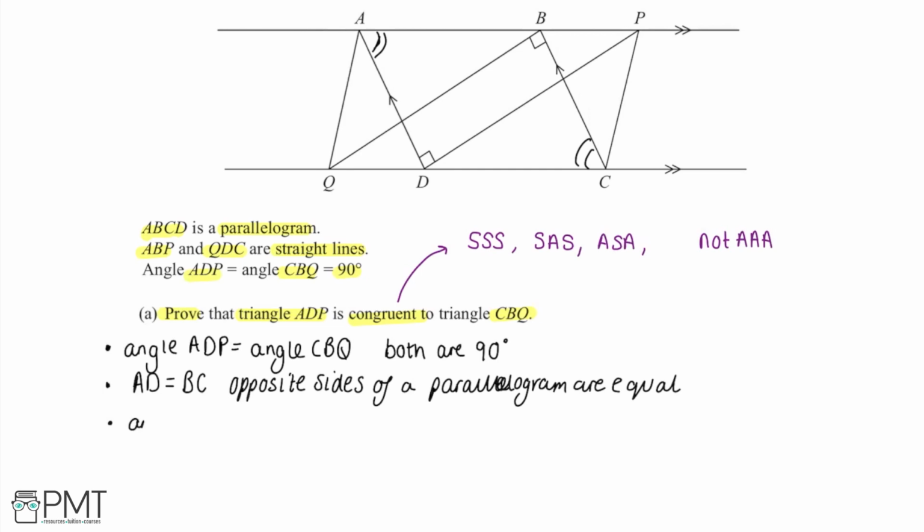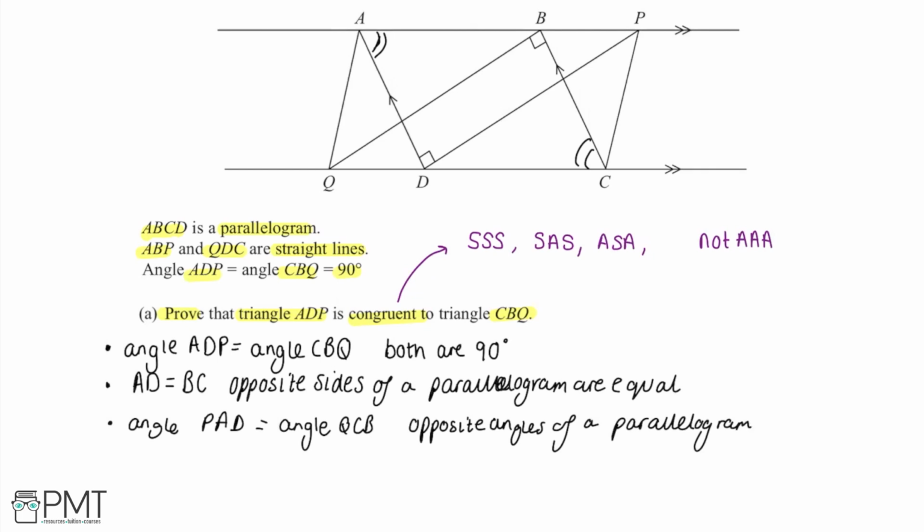So I can write that out as the angle PAD, this angle in here, is equal to the angle QCB. And again, just writing out the reasoning, that's because opposite angles of a parallelogram, again, are equal. So we've given that reasoning here.